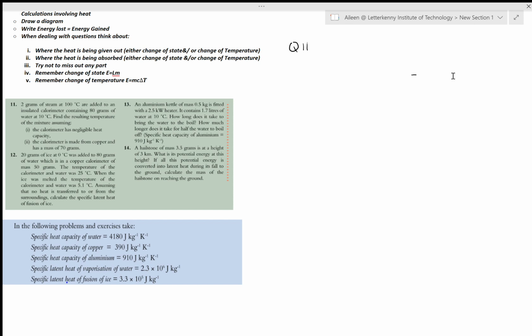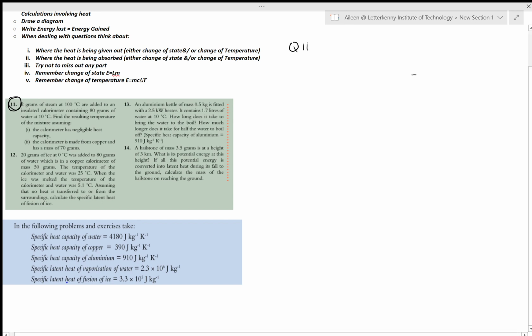Remember that a change of state is given by E is equal to Lm, and a change of temperature is found by E is equal to mc delta T. Okay, so we're going to try exercise 15.2, question 11. We're told that 2 grams of steam at 100 degrees Celsius are added to an insulated calorimeter containing 80 grams of water at 10 degrees Celsius. Find the resulting temperature of your mixture.